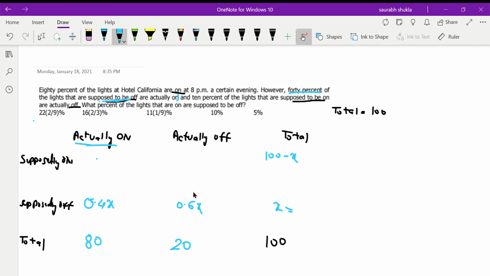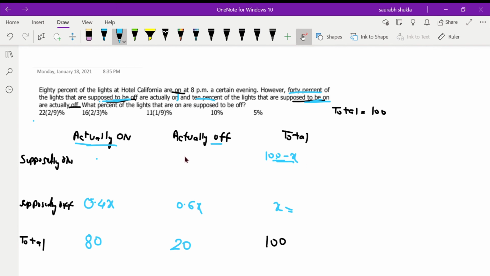Alright. Now let's move on to the next statement. And 10% of the lights that are supposed to be on. First of all, what is the total of supposed to be on? It's 100 minus x, right? And 10% of those, so 10% of this 100 minus x are actually off. So where is actually off? This is actually off: 10% of the total lights that were supposed to be on. So 10% of this 100 minus x is actually off.